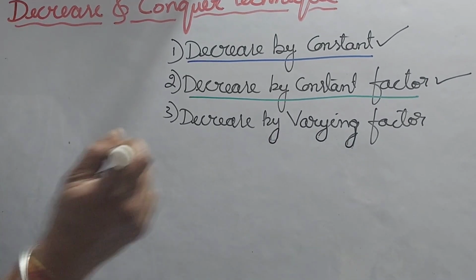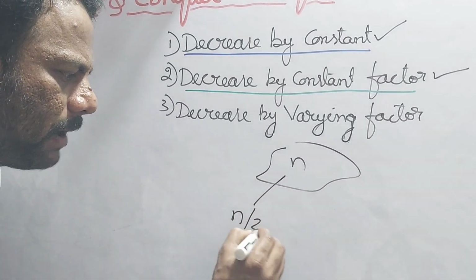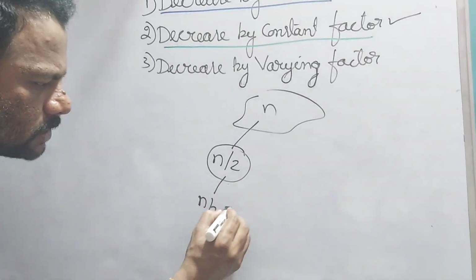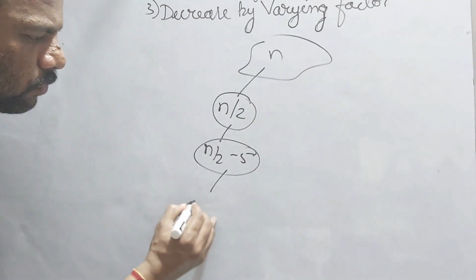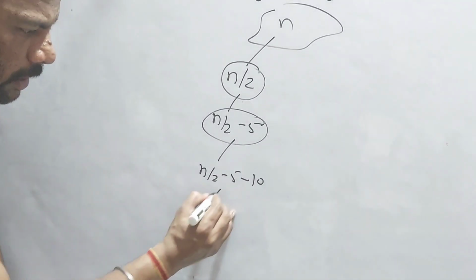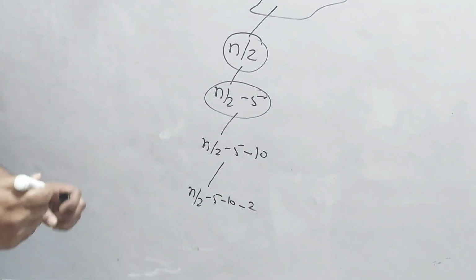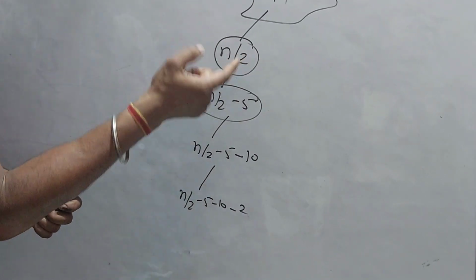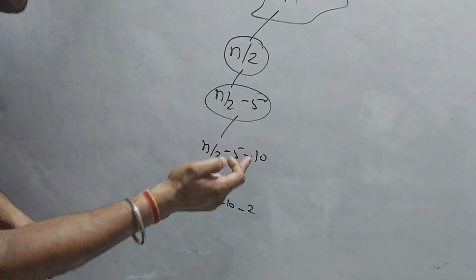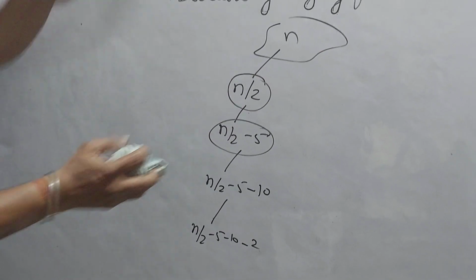Okay. So in decrease by varying factor, for example, suppose this is the problem size n. First time I can divide by half. Next time I can reduce it to n by 2 minus 5. Next time I can reduce it to n by 2 minus 5 minus 10. Next time n by 2 minus 5 minus 10 minus 2. First time I reduce it to half, next I subtract 5, next time again reduce by 10. Like that I can do however we want. So the complete freedom we have is in decrease by varying factor.